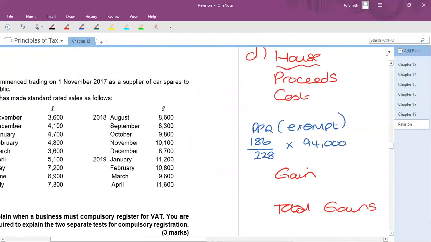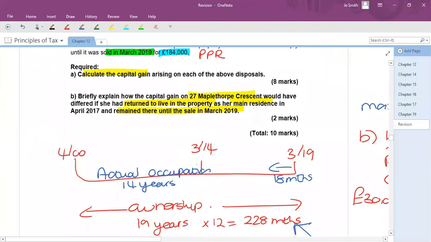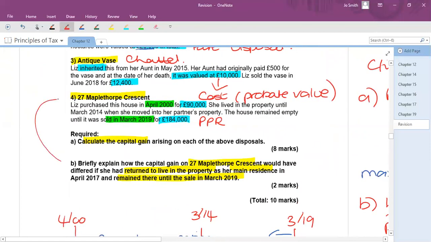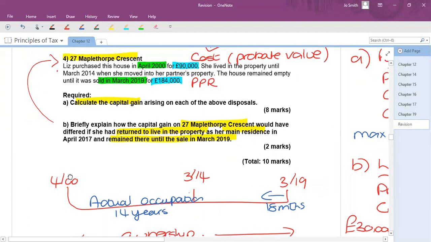Now, part B is only a couple of marks, but what it does ask you is how this would be different. So how what we've done here with this property would be different if she had returned to the property and remained there until she sold it in March 19. So not maybe moved in straight away. If you look at the date, it said what would it be if she moved in April 17. So she'd have moved in somewhere around about that period.